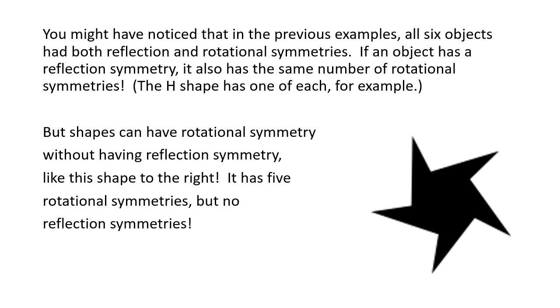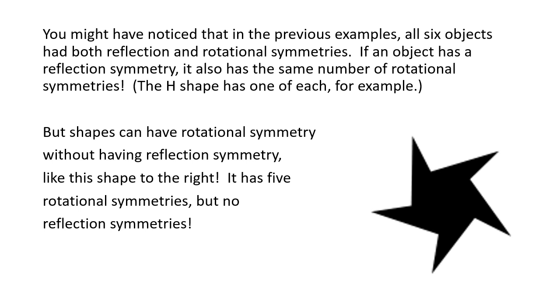So, we've talked about this a little bit here. You may have noticed that in all the previous examples, everything had reflection and rotational symmetries. As it turns out, anything that has a reflection symmetry will have the same number of rotational symmetries. So the H shape that we looked at has 2 of each, for example: the horizontal and vertical reflections, and then the 180 and 360 rotations. But this doesn't work in the other direction. If something has a rotational symmetry, it does not necessarily mean that it has a reflective symmetry.